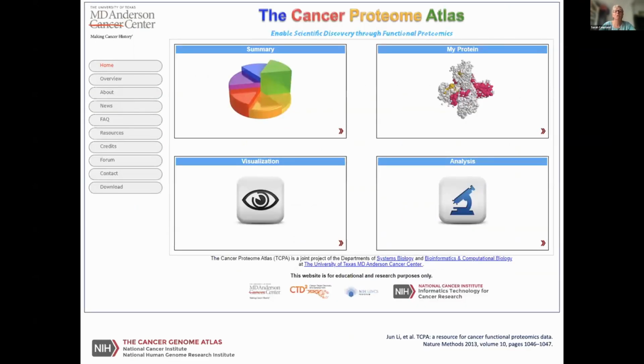Similarly, with respect to functional proteomics, there is the Cancer Protein Atlas, which is located in MD Anderson Cancer Center, and this incorporates a large amount of material and data that was produced through the Cancer Genome Atlas, a project which spanned numerous years and involved a large number of institutes, but it was essentially run from the NIH.